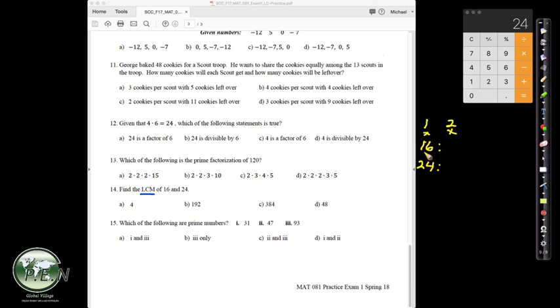The second multiple would be 16 times 2. That's going to give us 32. Another multiple would be times 3, so 16 times 3. Just multiply them out, take your time, that's 48. Let's go ahead and check 24. 24 times 2, because maybe we've already got one. 24 times 2, that's 48 as well.